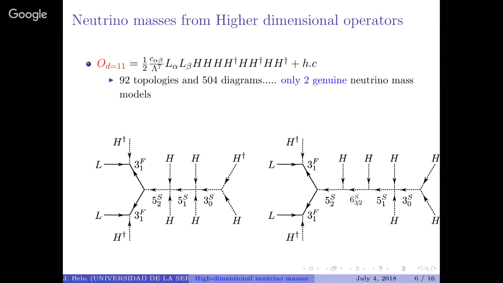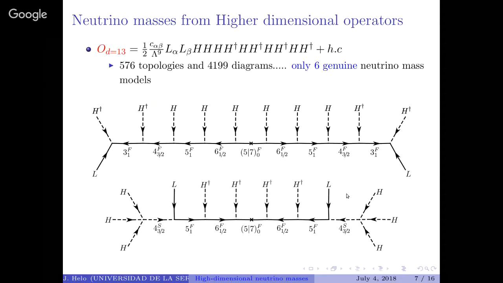Let us note that for these models, one Majorana fermion, which is a large representation, appears. At dimension 11, there are 92 topologies and 504 diagrams. The number starts to increase very, very fast with the dimension of the operators. But again, there are only 2 genuine models. At dimension 11, genuine diagrams require at least 4 different beyond standard model particles and large SU(2) representations. At least 2 different quintuplets are needed, and the model shown here on the right requires a sextet.